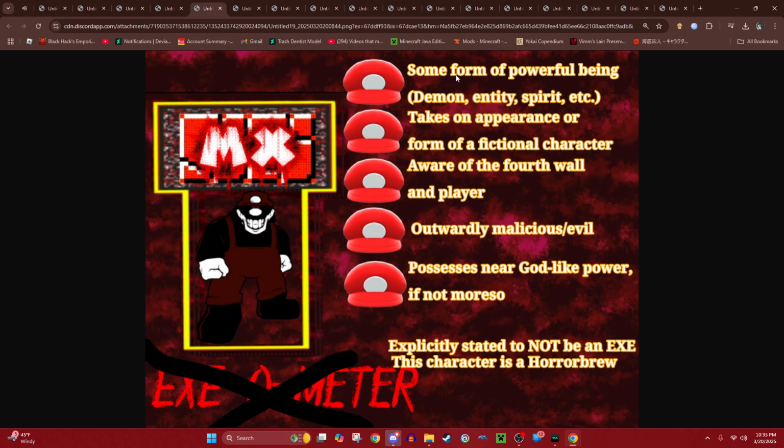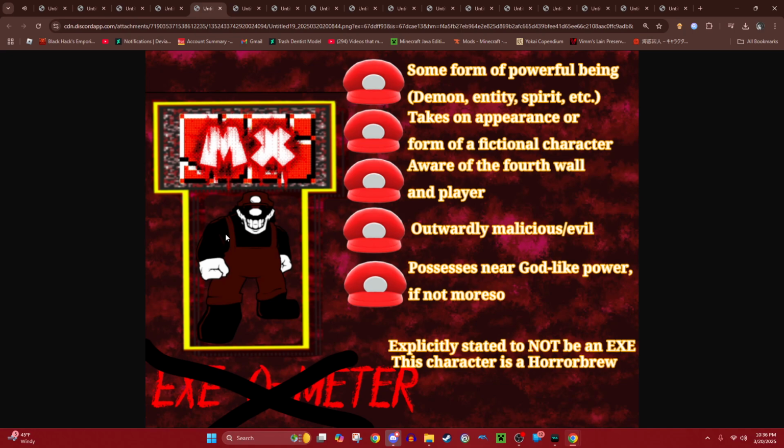I made the Mario characters' ones have Mario hats because it's cute. First off, are they some form of powerful being, demon, entity, spirit, etc.? Yes. MX is a primordial spirit who's existed since the beginning of time and has laid dormant for a very long time.